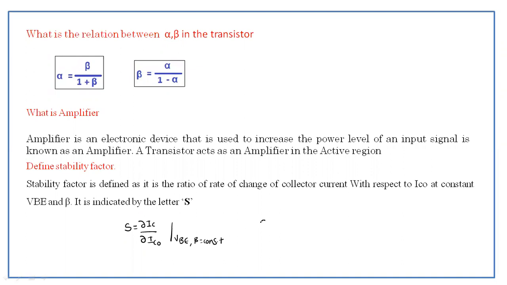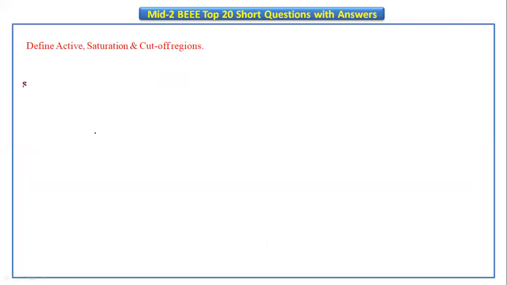Okay, here when S is equal to 1, that is called a stable operating point, that is, a stable transistor will be in the stable condition. When the stability factor is not equal to 1, then the transistor will be in the unstable condition. This is about the stability factor. Next, define active region, saturation region and the cutoff region.